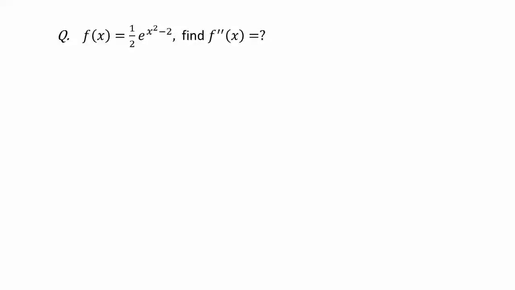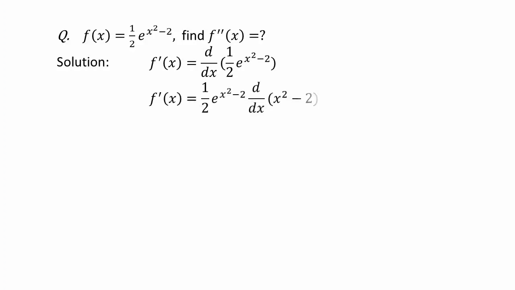Next question is f of x is equal to 1 by 2 e power x square minus 2. Find f double prime of x. Given f of x is equal to 1 by 2 e power x square minus 2, differentiating with respect to x, so we can write f prime of x is equal to d by dx of 1 by 2 e power x square minus 2.